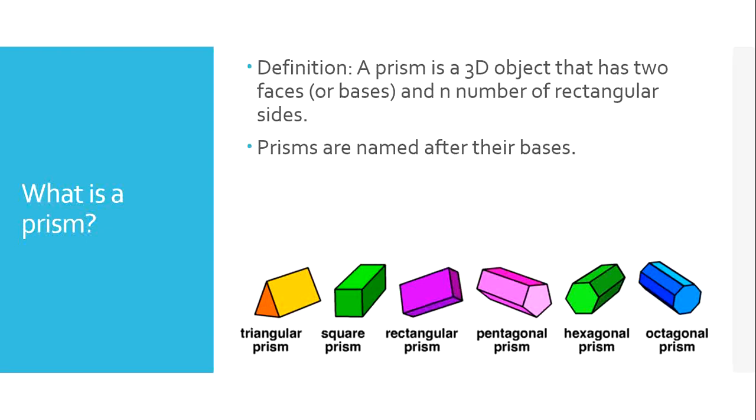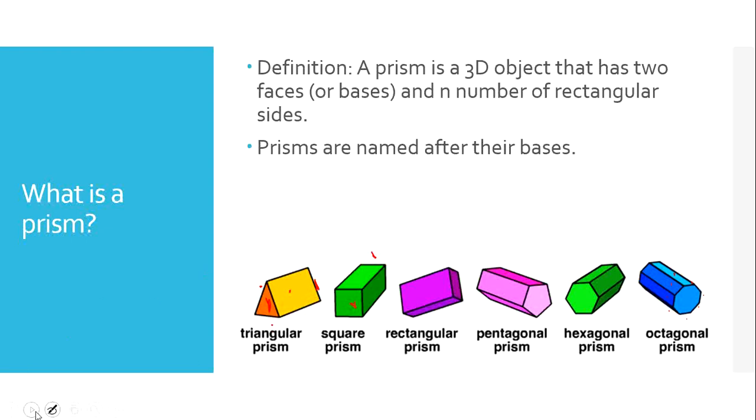And so when we say n number of rectangular sides, it's because it depends on what the shape of the bottom is. So if we look at the triangular prism, it has 1, 2, 3 rectangular sides. But if we look at the octagonal one, it has 1, 2, 3, 4, 5, 6, 7, 8 rectangular sides. And then, of course, the shapes that are opposite each other that are the same, like the two triangles here or the two squares, those are the faces or the bases is what they're called. But yeah, that's what a prism is.